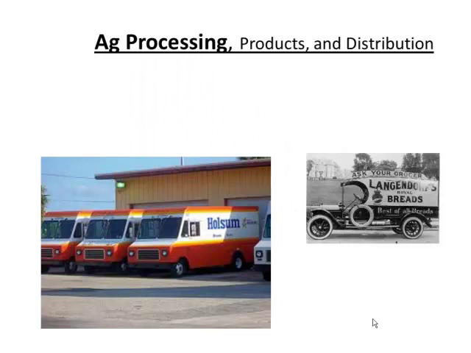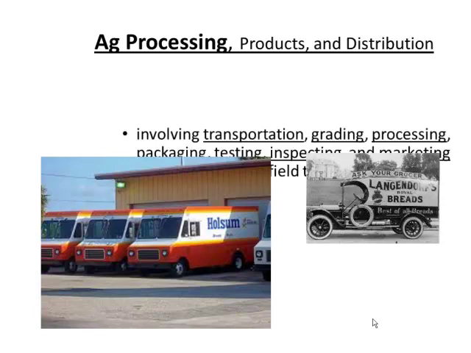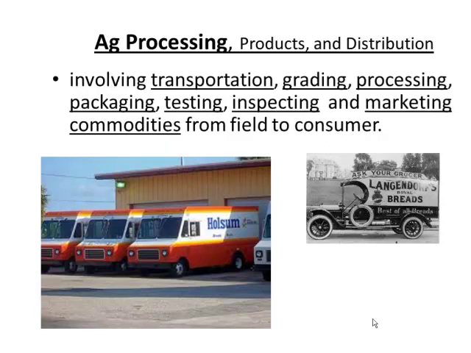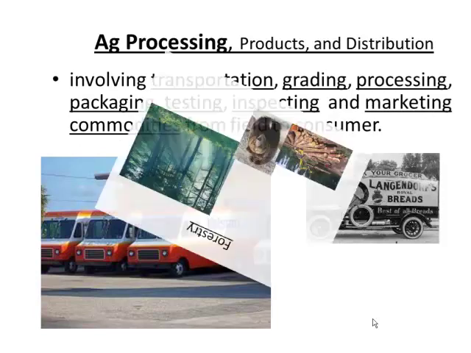If you look at ag processing products, and of course how you ship your products out is another part of it as well, that's ag processing. It involves transportation, grading, processing, packaging, testing, inspection, and marketing commodities from the field to the consumer.